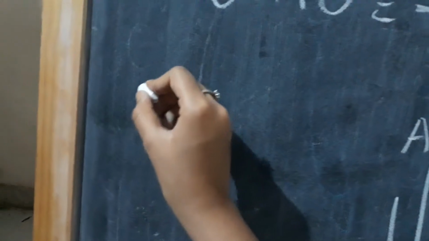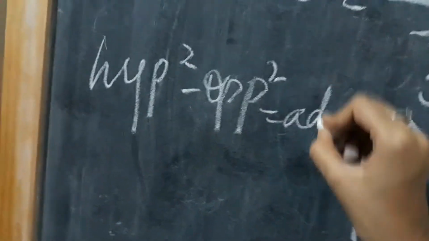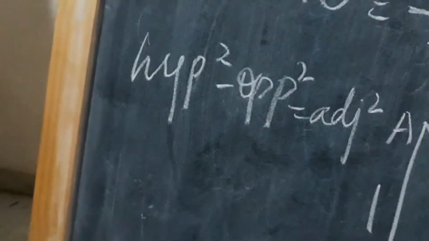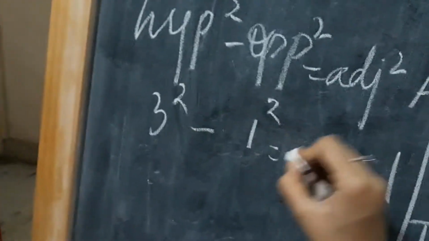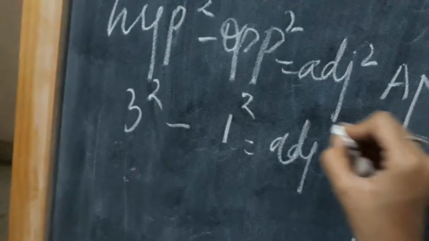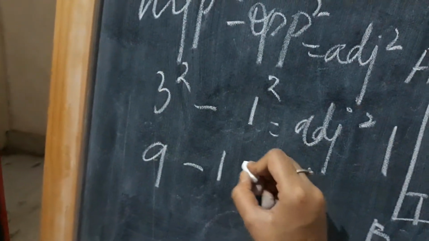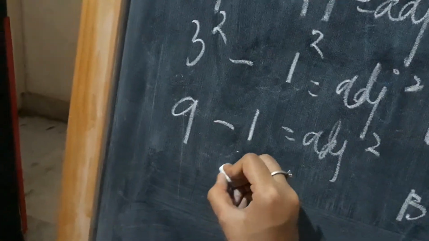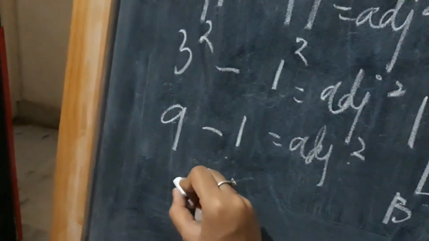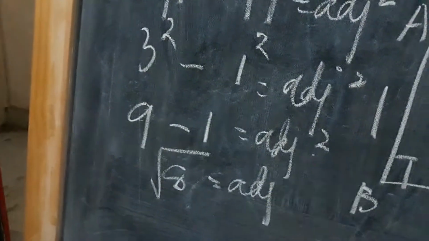So what is adjacent? Hypotenuse square minus opposite square is equal to adjacent square. Am I right? So 3 square minus 1 square is equal to adjacent square. 3 square is 9, minus 1 is 8. The square will go to the other side and become a root. Root 8 is equal to adjacent.